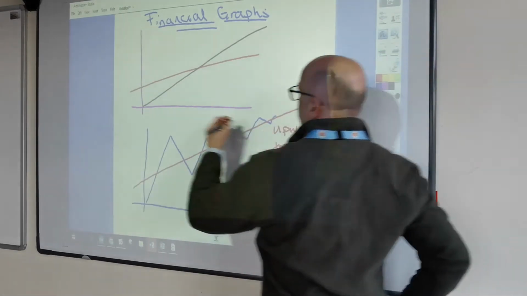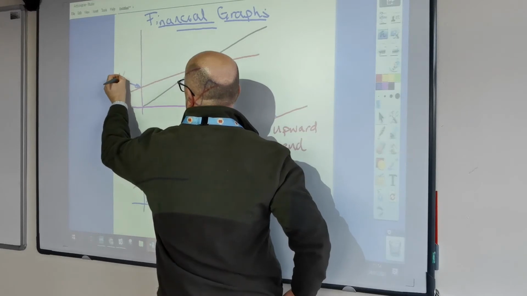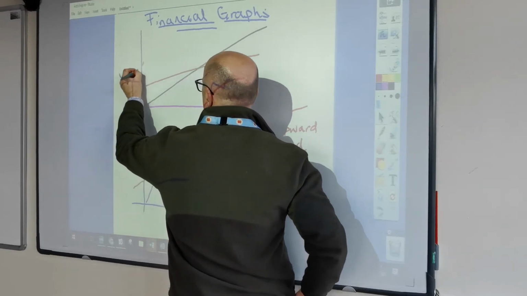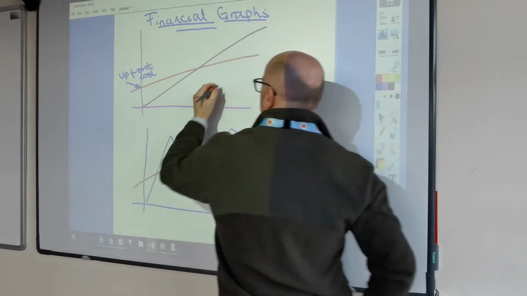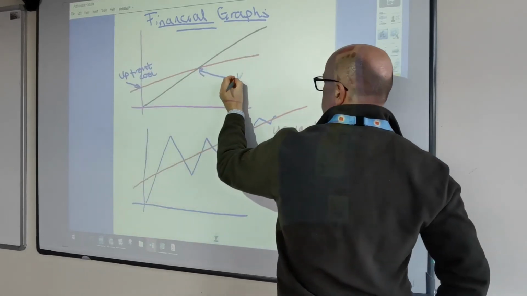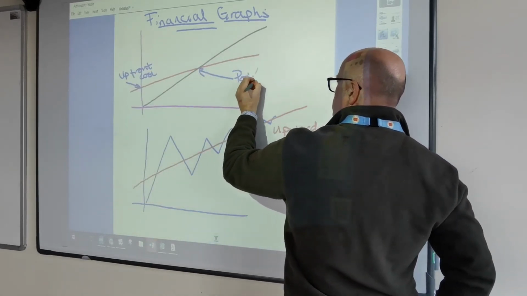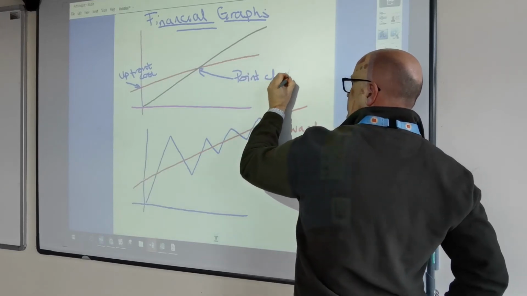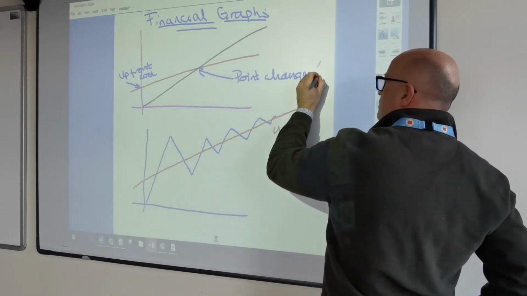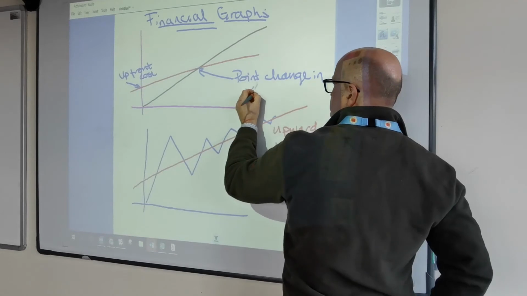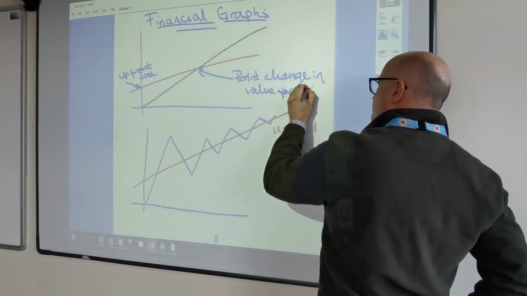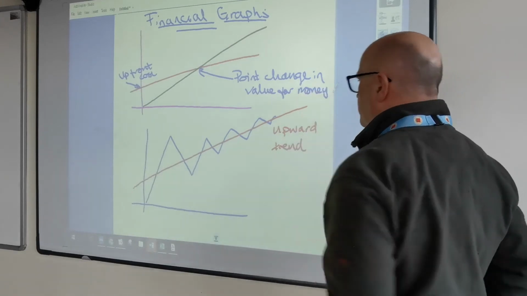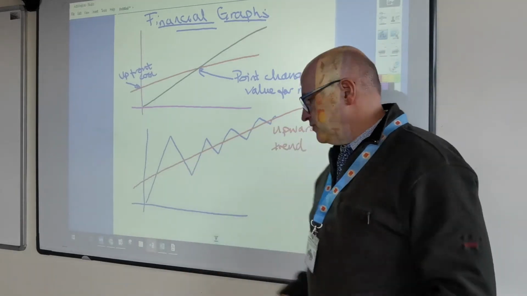So this one might have an upfront cost. And at this point, there's a change in value for money. And on this type of graph, we're looking for the trends.